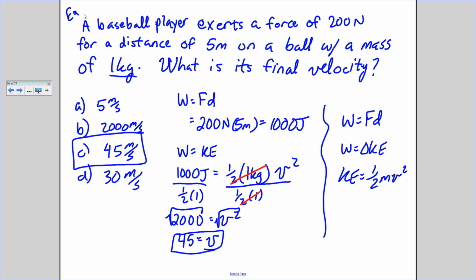Everyone okay with it? Work is energy. When you do work on an object, you're going to increase its energy. All right. Let's look now at potential energy.